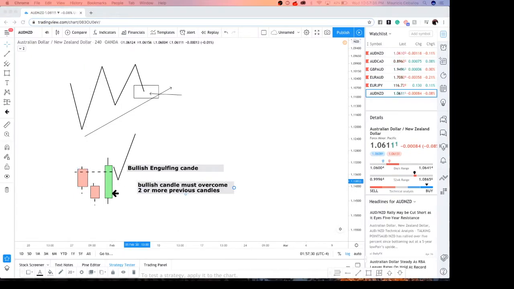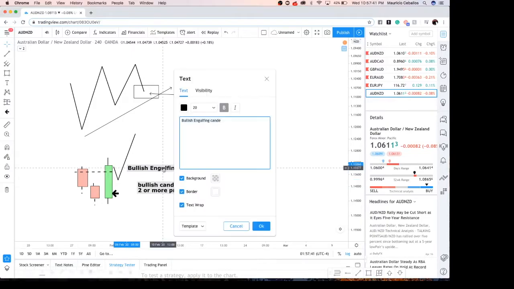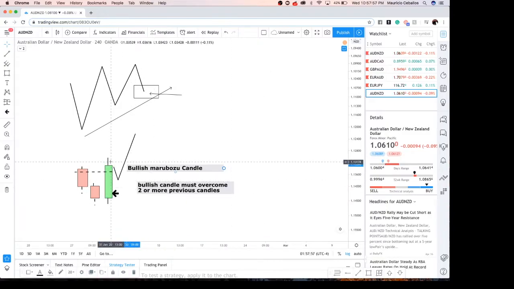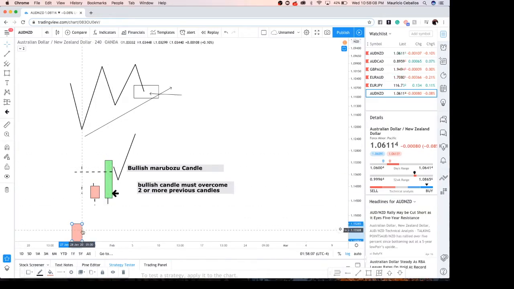Now this next one is going to look very, very similar, and many of you might get confused, but understand that this difference makes a huge difference. This is going to be a bullish Mariposa candle. What's the difference? It's full of momentum. This candle doesn't necessarily need to overcome 2 candles. It doesn't necessarily need to do anything. It can do this, and that can be a bullish Mariposa candle.